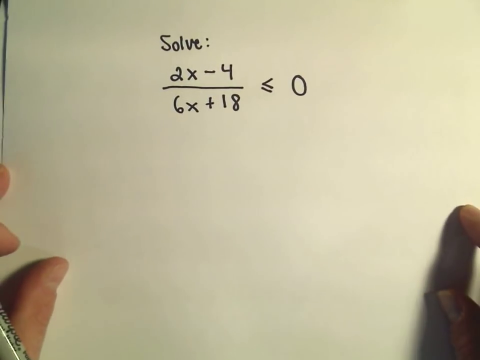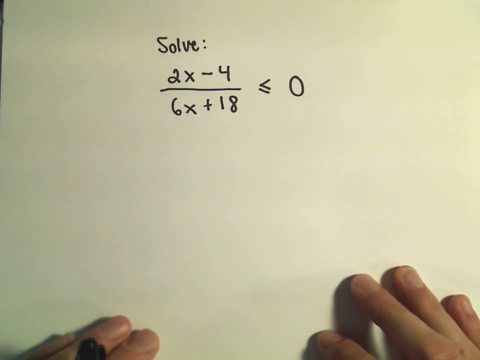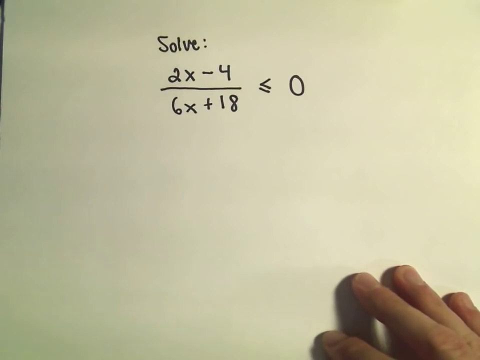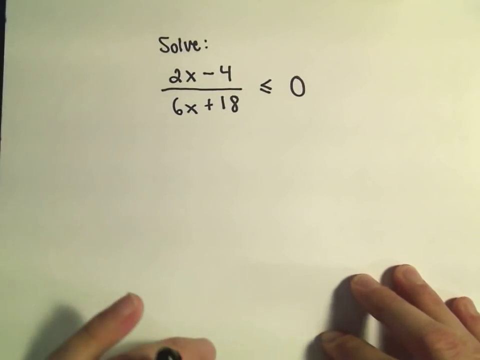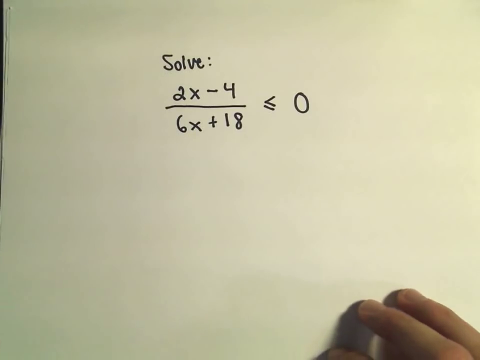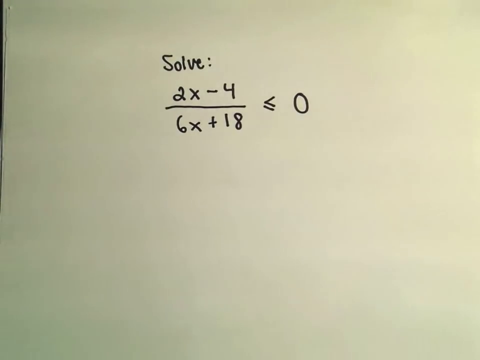So let's start off here. We've got 2x minus 4 over 6x plus 18 less than or equal to 0. This one's nice because we've set up everything pretty conveniently. We've already got one side equal to 0, so step 1 on my little checklist is already complete.